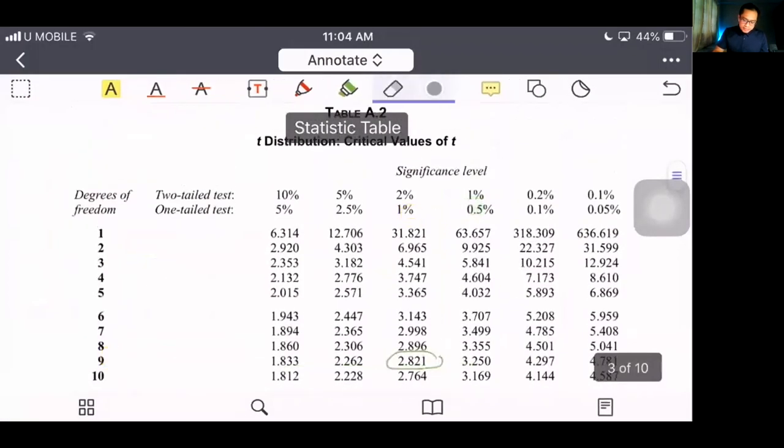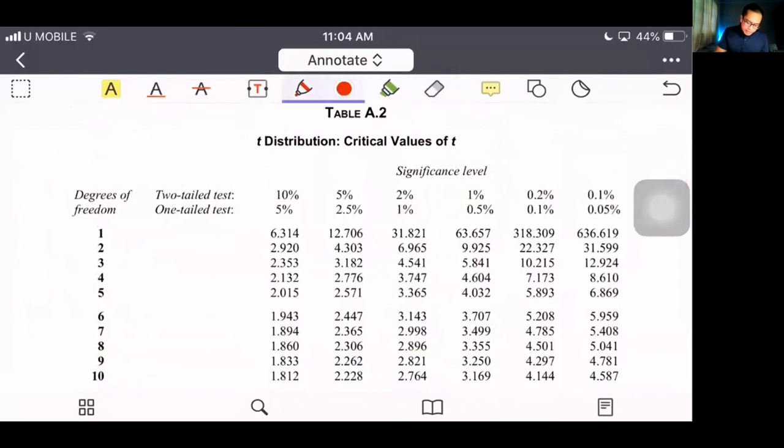Let's clear this up. Okay, this is a one-tail test. I'm using the green one. Also, let's draw a line first.